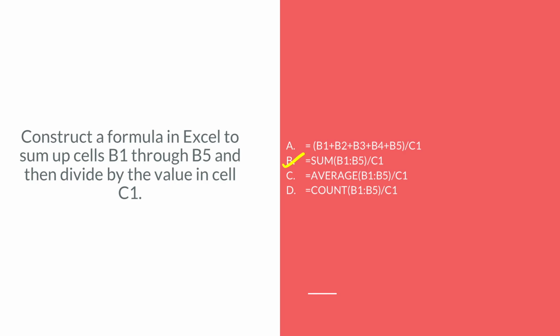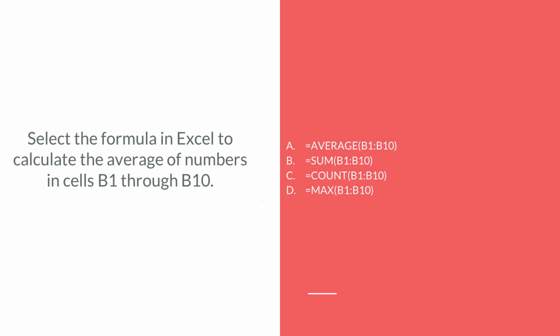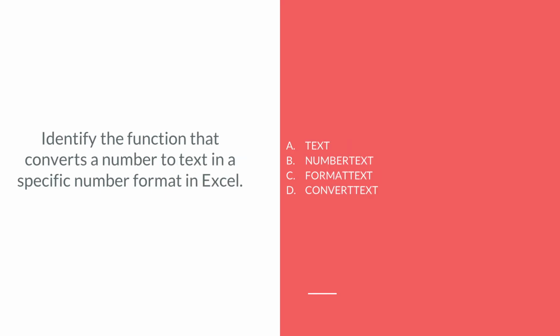So let's move on to our next question. We need to select the formula in Excel that calculates the average of numbers in cells B1 through B10. Students, you can pause your video and check your answer. So it is option number A, that is =AVERAGE(B1:B10). Very quickly, let's move on to our next question.